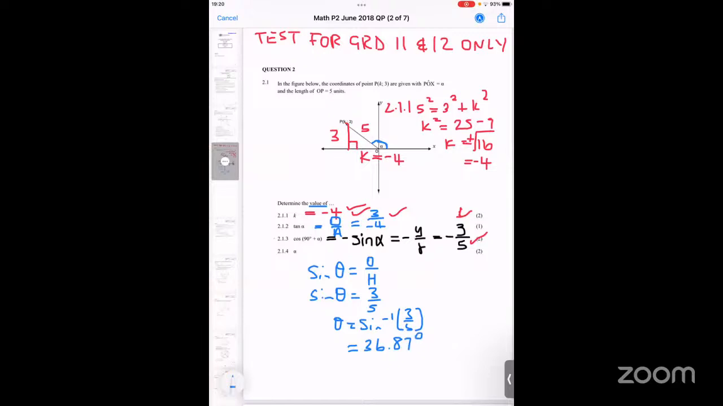36.87 degrees. This is your angle theta, honorable member. After we have this angle theta, we say 180 degrees minus this angle. So that means alpha will be 180 degrees minus this angle. Let's minus 180 degrees there. This is what I'm getting. Yes, I think it's like that.